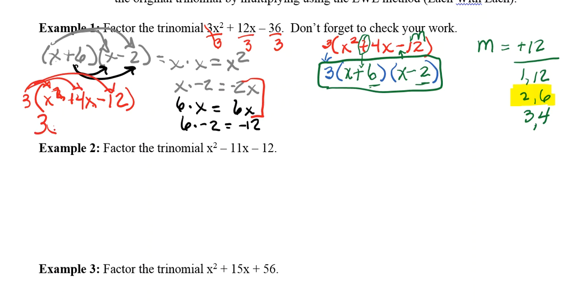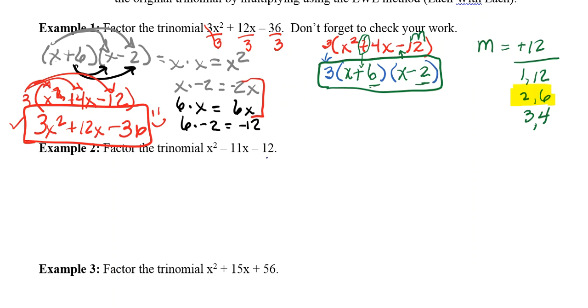So I get 3x squared, 3 times 4 is 12, 3 times 12 is 36. That is what I originally started with, so I did do it right. So this is my check step over here, and then this is what I think my answer should be. Okay, let's try the next one.